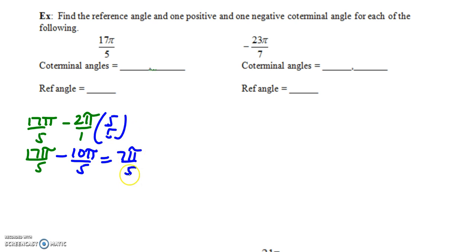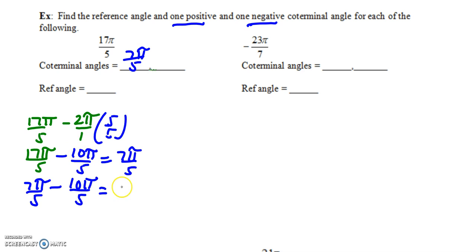That would be a coterminal angle, and we want to find one positive and one negative. So one of my answers could be 7 pi over 5. If I wanted to find a negative coterminal, I could start where we left off: 7 pi over 5 minus 2 pi, which is 10 pi over 5. So that would be negative 3 pi over 5. So that could be my next coterminal angle.